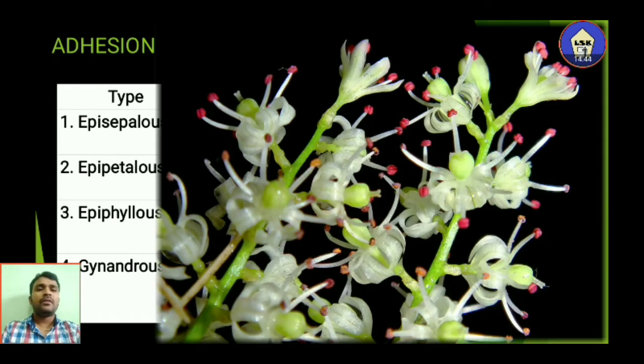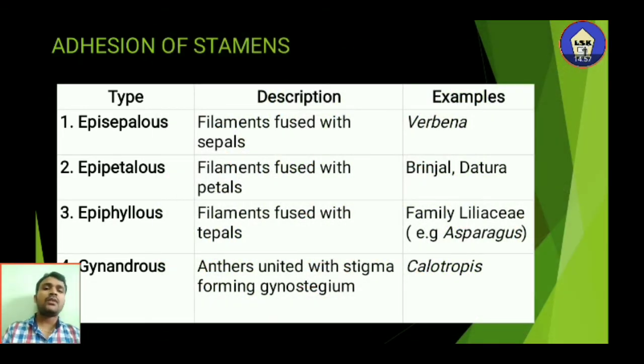You can see the epiphyllous flower. Here these are monocot flowers, and the filaments of the stamens are directly attached to the perianth or the tepals.